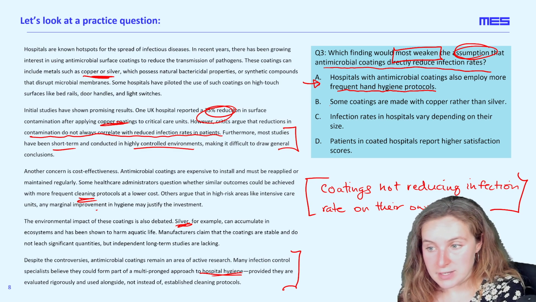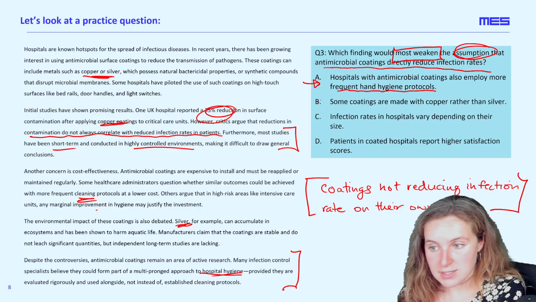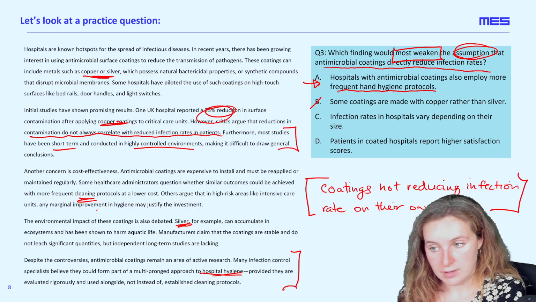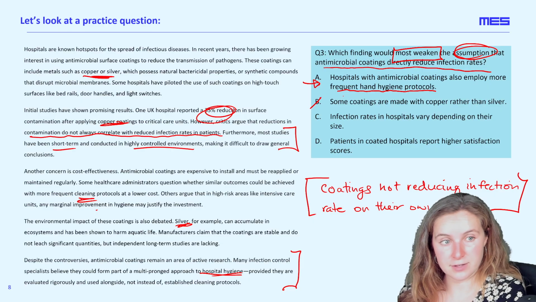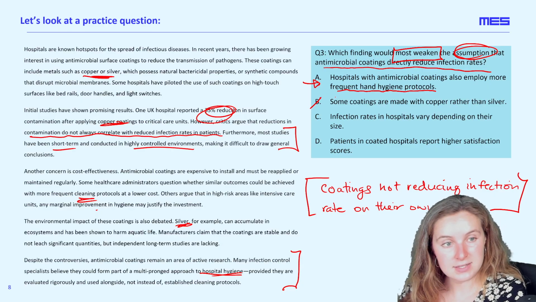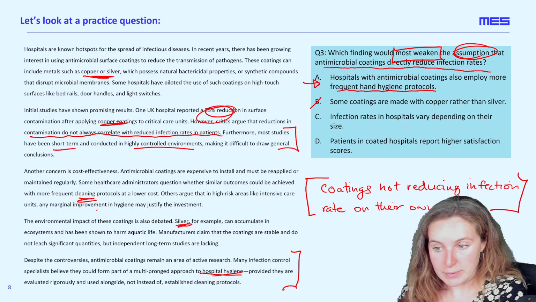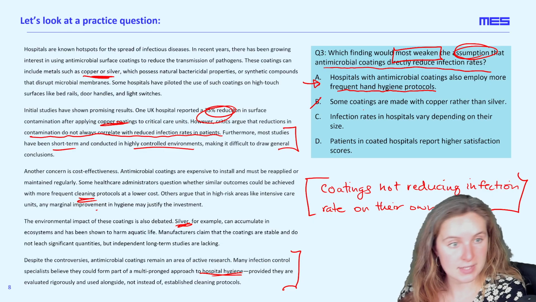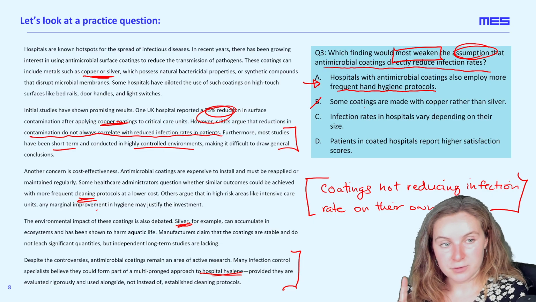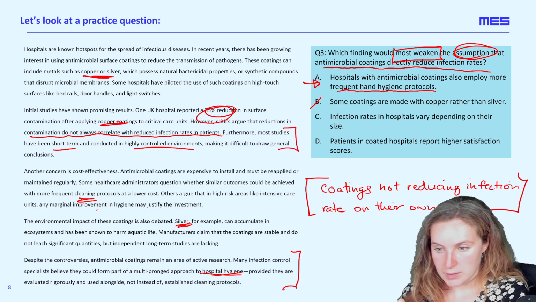So we cannot say that this would weaken the assumption that coatings directly reduce infection rates. It's just a fact from the passage, which is why it might seem right to you, because if you're rushing in those 28.6 seconds to answer this question, you may see something that you know is right and circle it and move on, or click it and move on. But you have to be mindful of what the question is asking you.